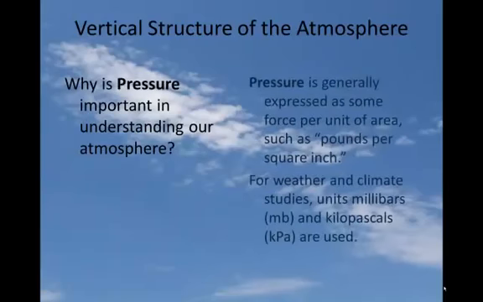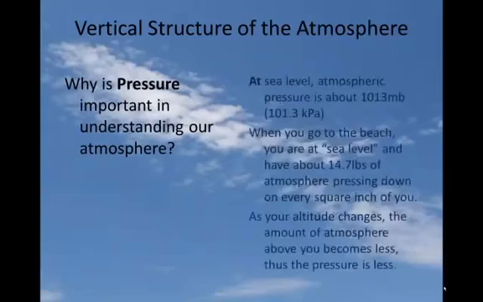Pressure is generally expressed as some force per unit of area, such as pounds per square inch. For weather and climate studies, we generally use the units of millibars, which is expressed as a lowercase mb, and kilopascals, which is expressed as a lowercase k, capital P, lowercase a. Those units are used. At sea level, atmospheric pressure is about 1,013 millibars, or about 101.3 kilopascals. Just keep that in mind. It's about 1,000. So if you roughly think about sea level pressure, like if you're at the beach, the atmospheric pressure around you is about 1,000 millibars.